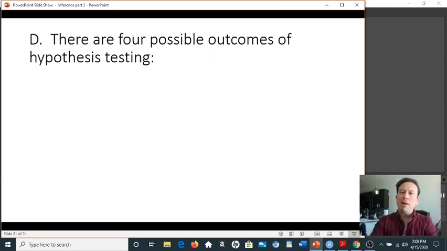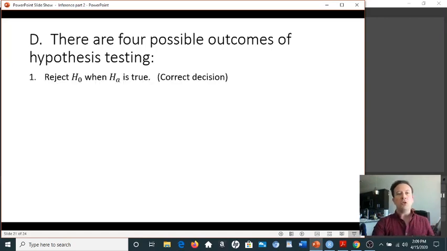Now, there are 4 possible outcomes of hypothesis testing. Once you go through your test, then you have to start looking at what the conclusions are to your hypothesis test. And there are 4 possible conclusions. 2 of them are correct and 2 of them are wrong. So first, a correct decision is rejecting the null hypothesis when the alternative is true. So if the alternative is true, then you reject the null hypothesis.